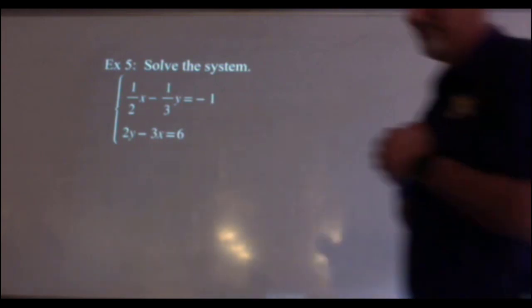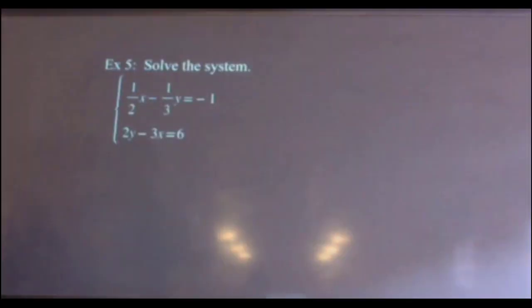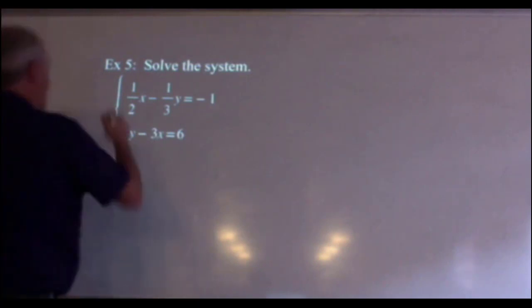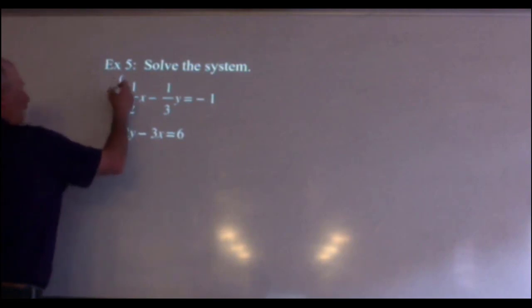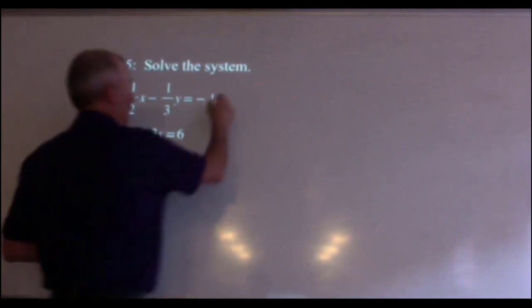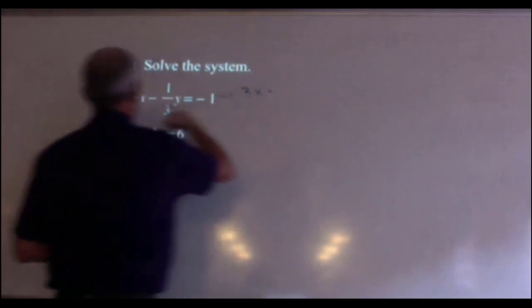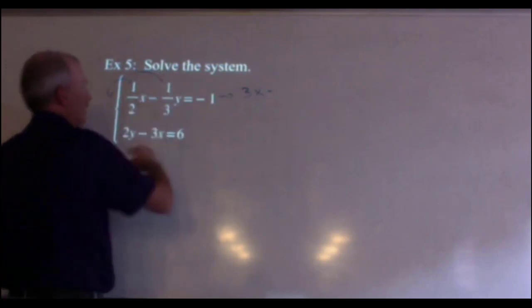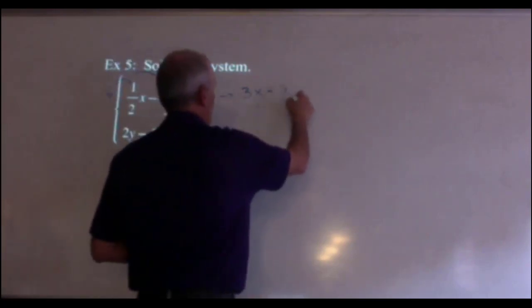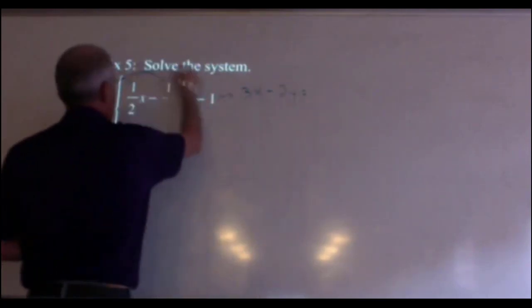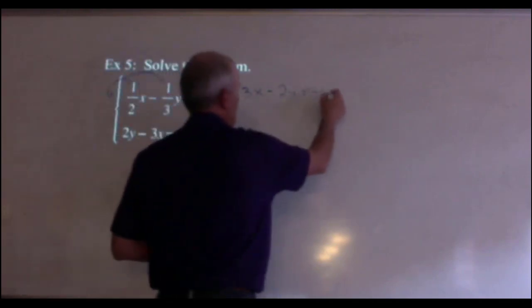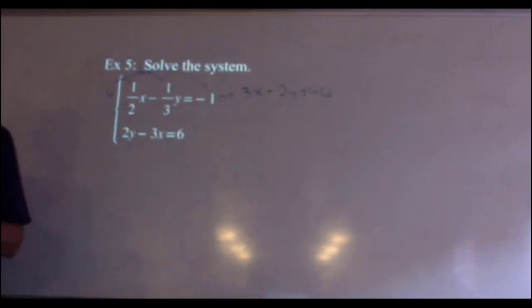Any ideas? 6 would be a great option. So we're going to multiply by 6. And multiplying 6 times a half gives us 3x minus, and then 6 times a third is 2y. And then don't forget this, 6 times -1 is -6. Okay, does that make sense?